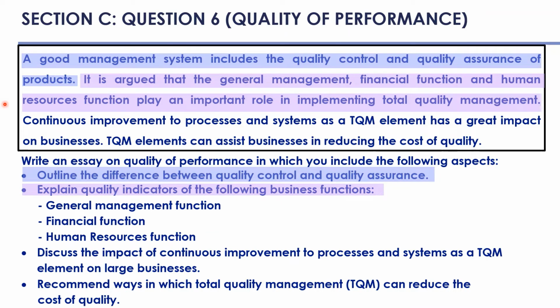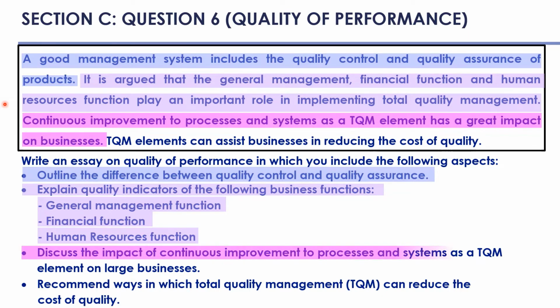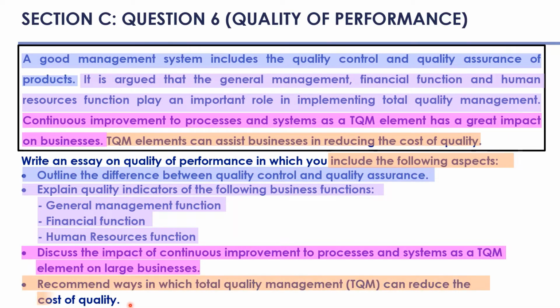If you look at our second bullet, it is linked to our second sentence in our preamble, and please take note that you must then make special mention of the general management function, the finance function, and the human resources function in terms of quality indicators for these functions. And then also, if you look at your third sentence and you look at your third bullet, these 2 points are closely linked. And if you look at your last sentence, TQM elements can assist businesses in reducing the cost of quality. You will see then that this is linked to the last bullet of the essay. Let's get started with the answers.